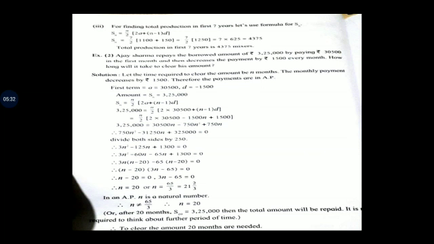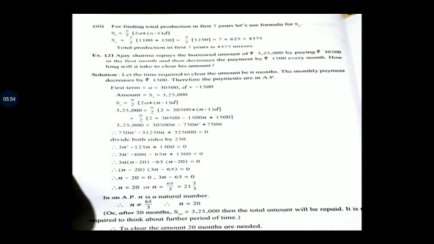Here on your screen, I have substituted the values and got the value of S of n, that is 4,375. So the total production in the first 7 years is 4,375 mixers. Now see your next question.